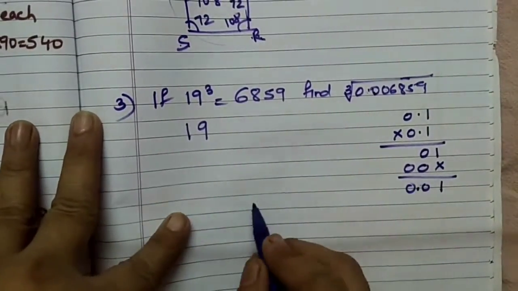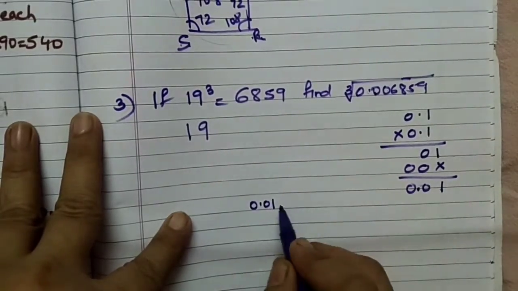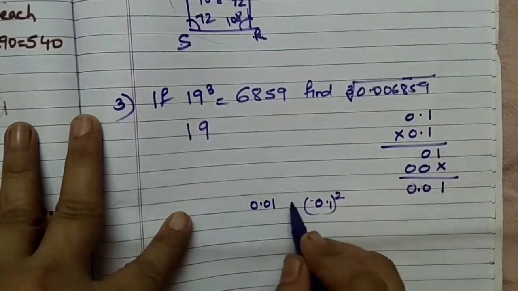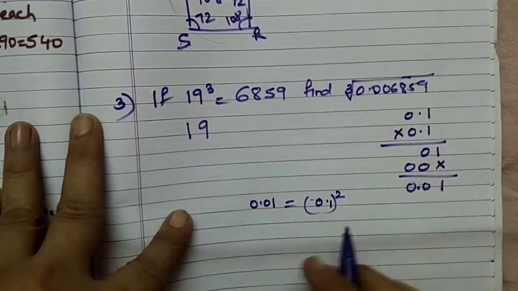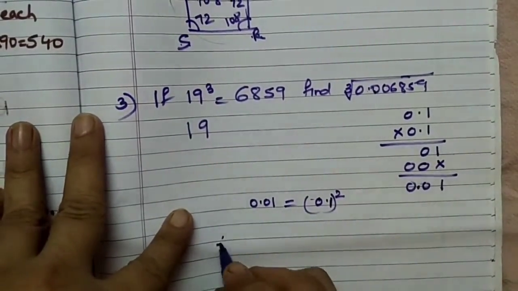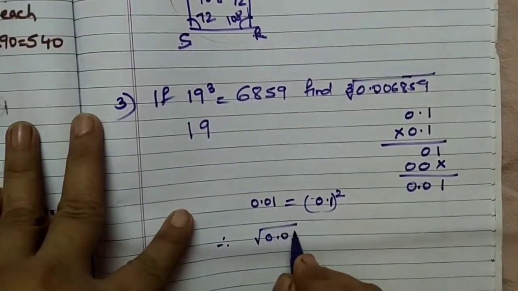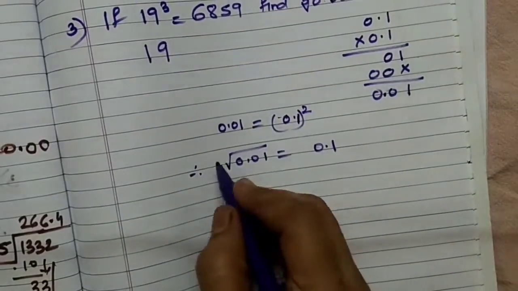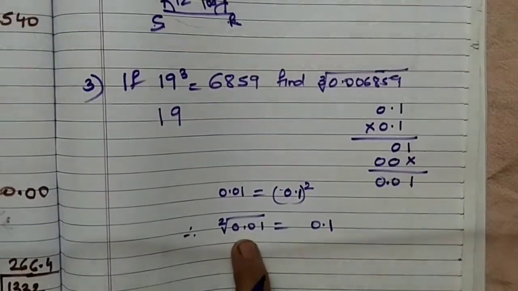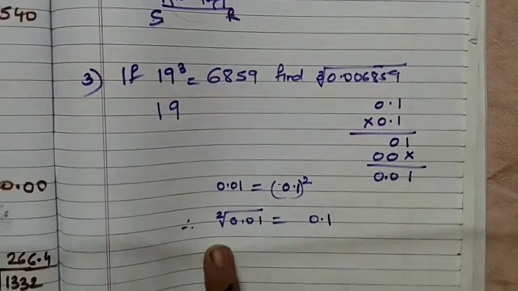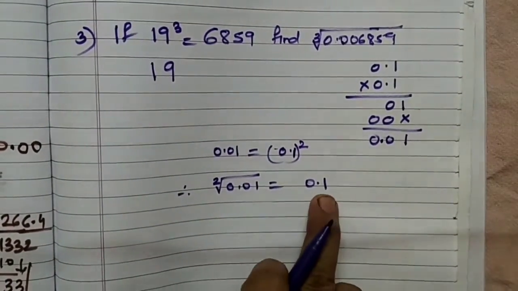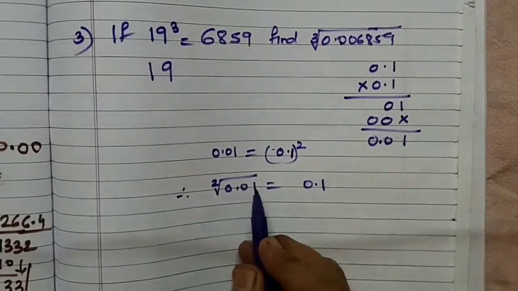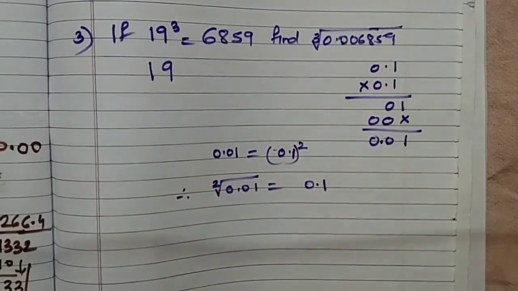Now see, 0.01 is the square of 0.1. 0.1 square will be 0.01. Therefore, the square root of 0.01 will be 0.1. So this is a square root. So when we want to find the square root of 0.01, the number will be the same, 1. But the point is, after the point there are 2 numbers, whereas here there is only 1 number.